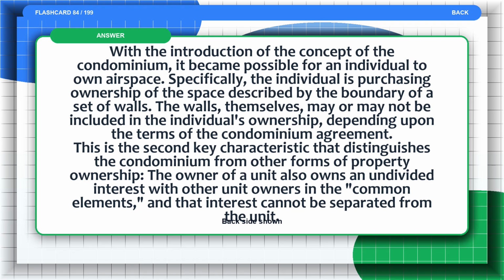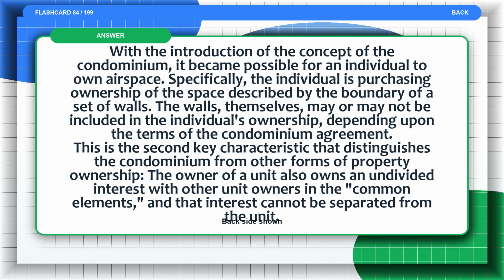The answer is, with the introduction of the concept of the condominium, it became possible for an individual to own airspace. Specifically, the individual is purchasing ownership of the space described by the boundary of a set of walls. The walls themselves may or may not be included in the individual's ownership, depending upon the terms of the condominium agreement. This is the second key characteristic that distinguishes the condominium from other forms of property ownership.